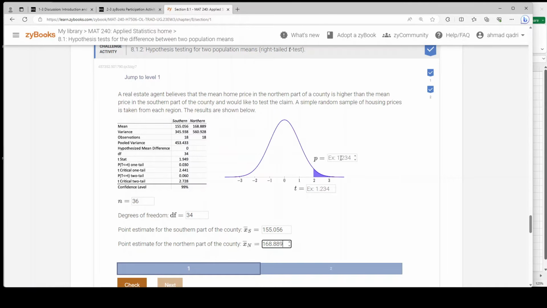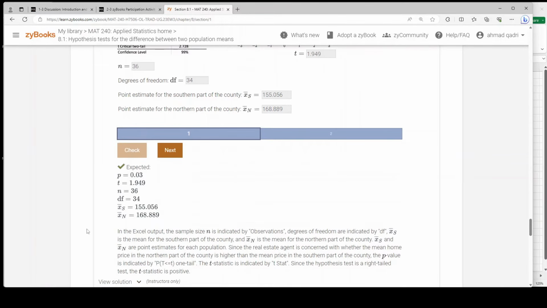And now the t-test using the table here. So we need to first find the test statistic. So we have a one-tail test here. So we'll read the test statistic, which is 1.949, and then the p-value for the one tail, that would be 0.03. Okay, so that's all of the questions. Let's check, and we have the correct answers here.